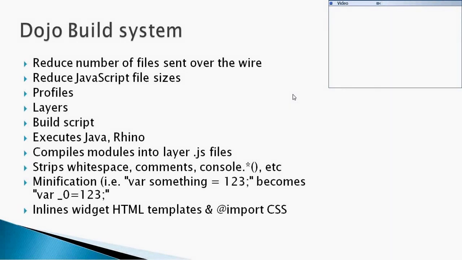It also helps if you have dijit widgets that use an HTML template. The build can convert that template file into an inline string inside your JavaScript. That saves another call, because when you load it as a template file, it would be another request. So to save that, it converts the template file into an internal string.